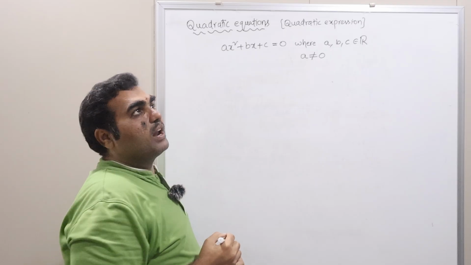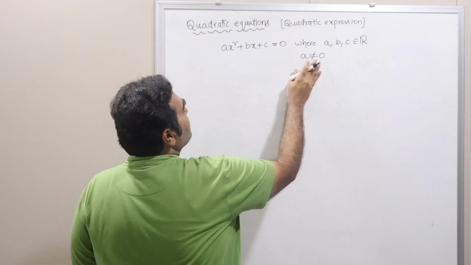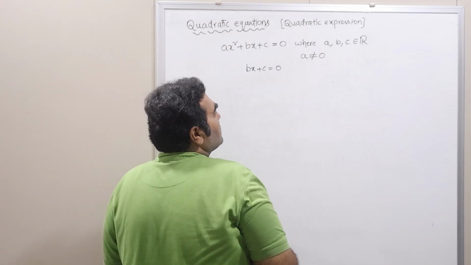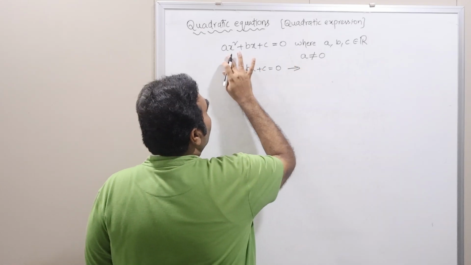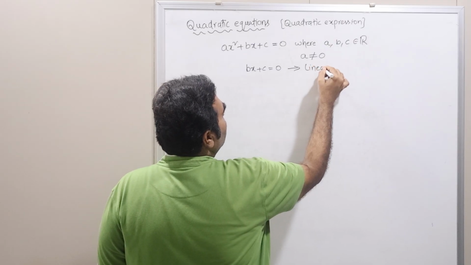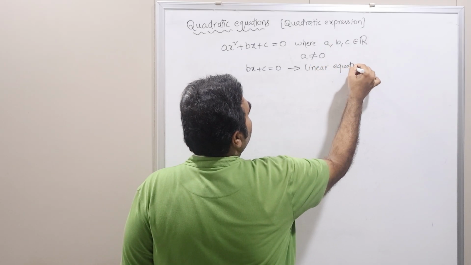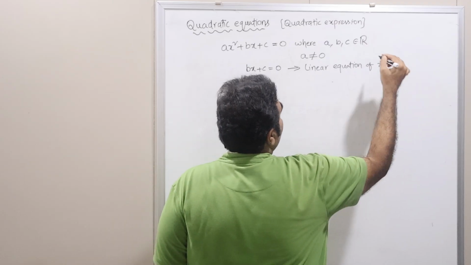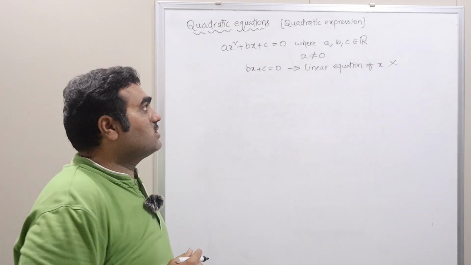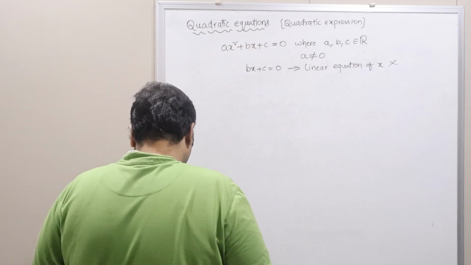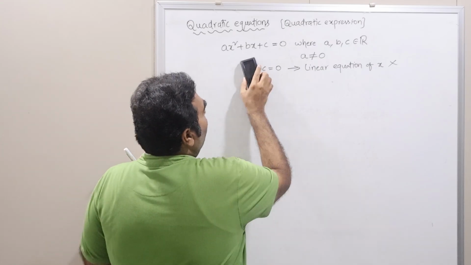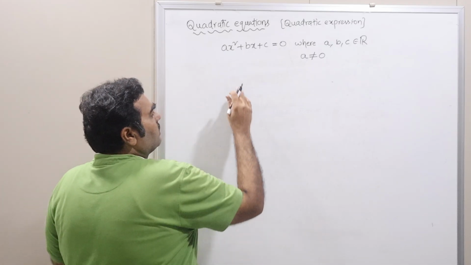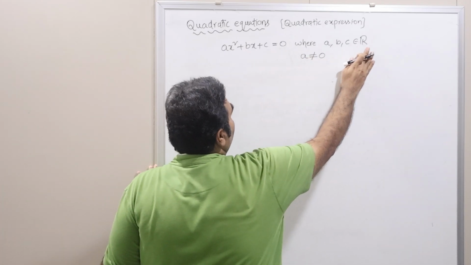What happens if A is 0? What happens if you violate this condition? If A is 0, this expression will become bx plus c is equal to 0, which is no more a quadratic equation. This is a linear equation in x, which is not our interest here. Our interest is on quadratic equations only, right? So A must be non-zero, and the other constants b and c should be real numbers, right?